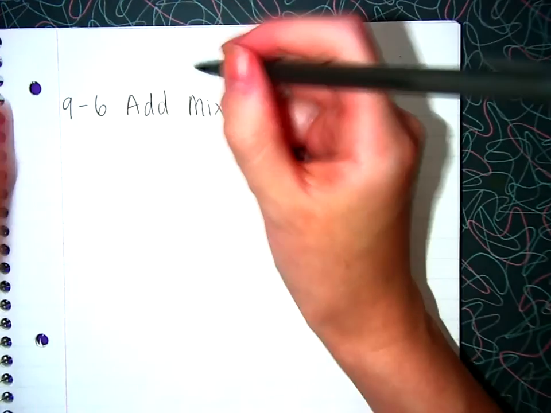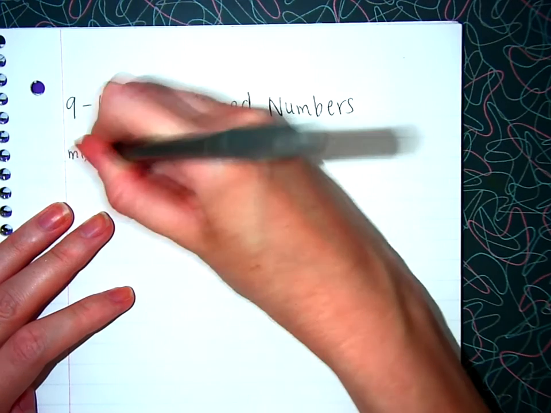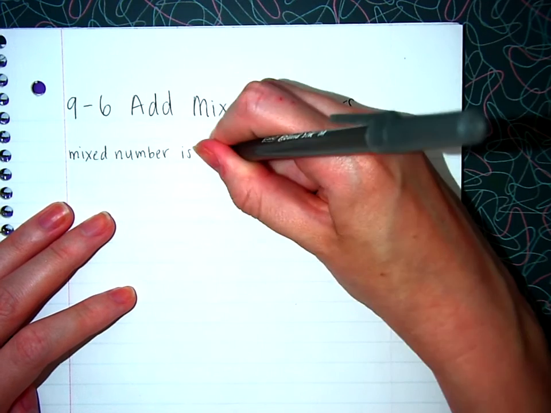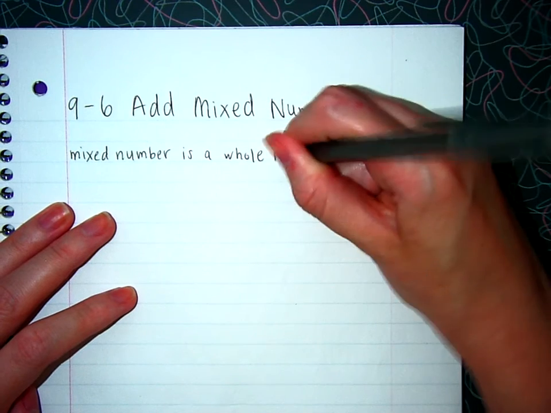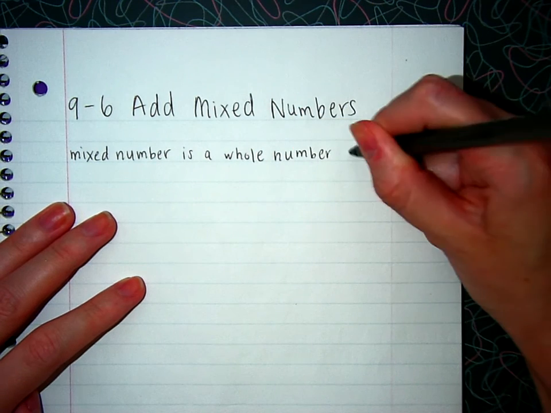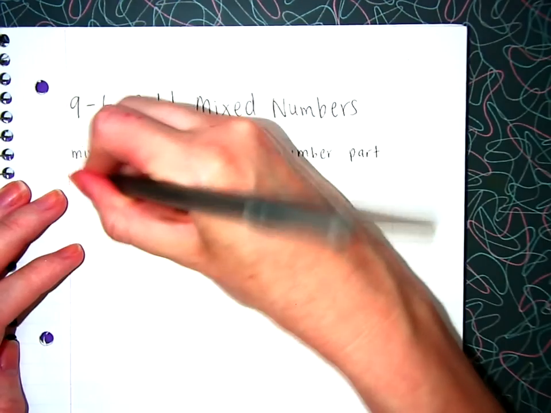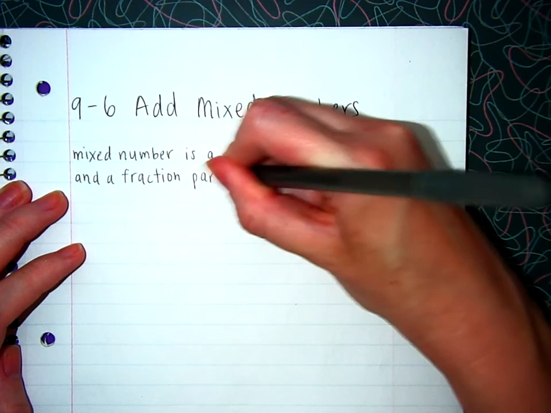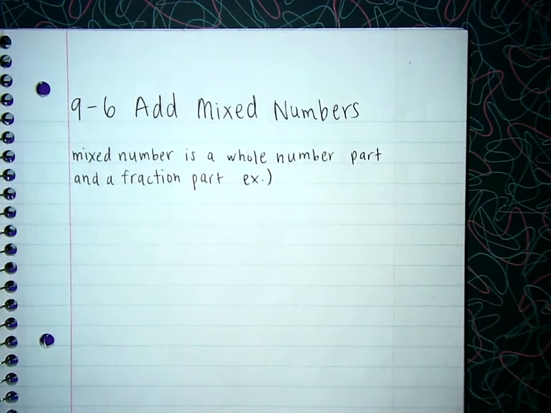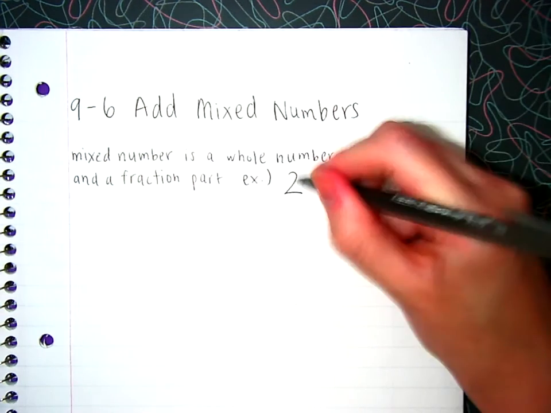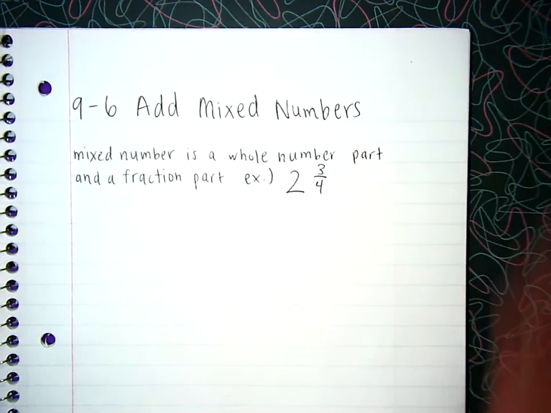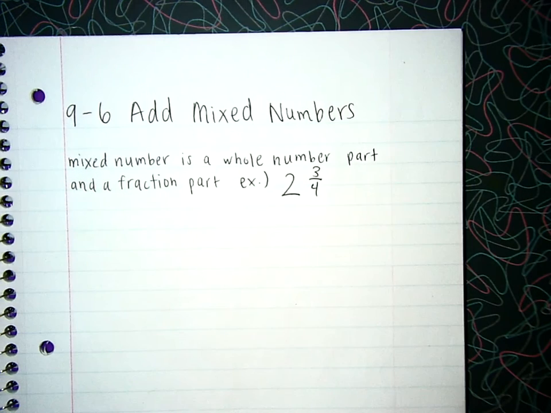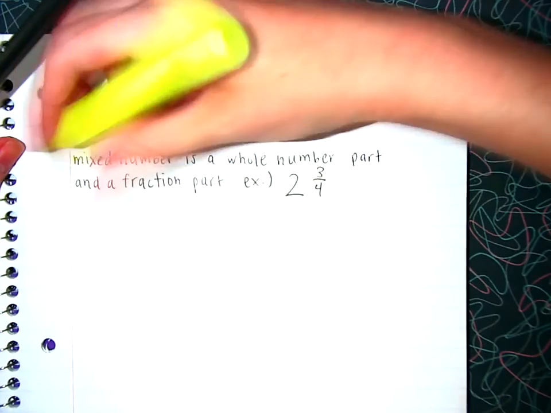So if you forgot what a mixed number is, I'm going to give you an example. Again, a mixed number is a whole number part and a fraction part. An example of this would be, let's say, 2 and 3 over 4. So 2 is the whole number and 3 over 4 is the fraction part. So that is what a mixed number is, just so you remember.